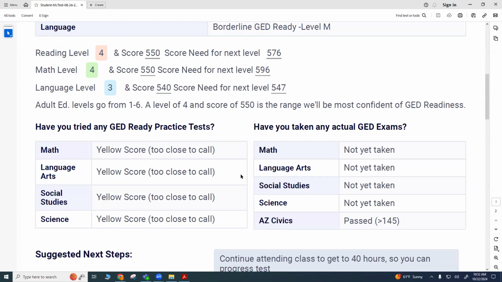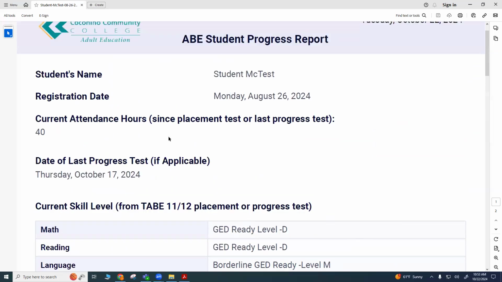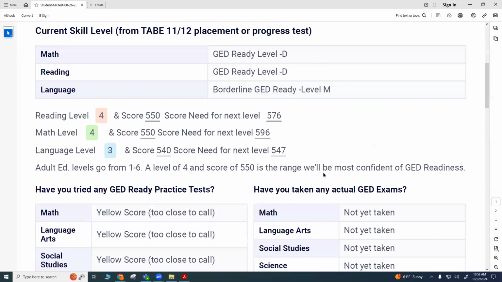And so usually if you're on target with your placement test and your progress test scores, plus your practice test scores, if those are both saying you're ready, then we'll say go ahead and take your actual GED exams, okay? But everyone should stop and take the Arizona Civics test, okay? So this will tell you where you are along the GED pathway. If you're not here yet, like I said, don't worry. If you're focusing on getting up to 40 hours and a progress test, focus on that.